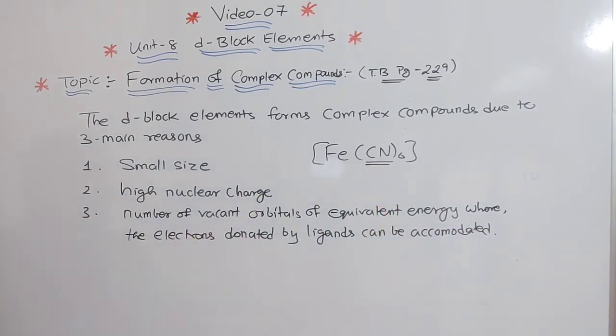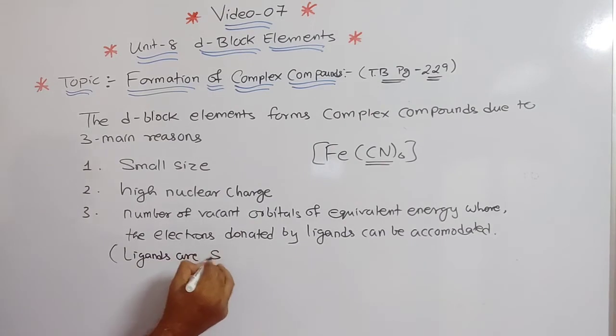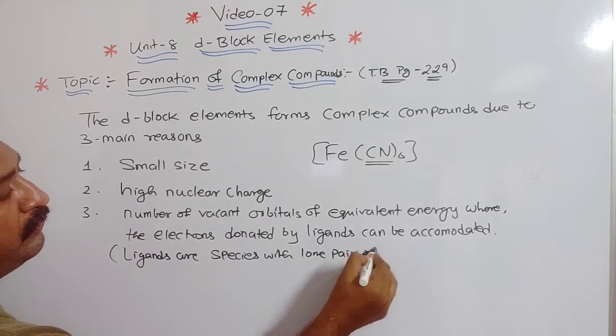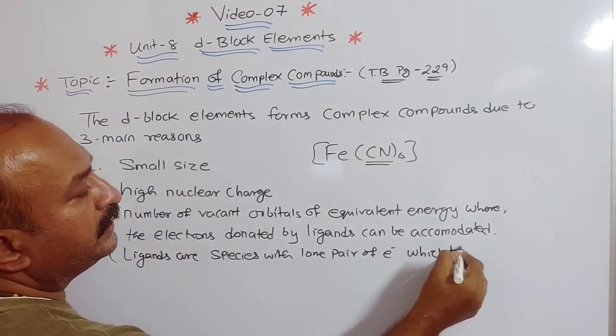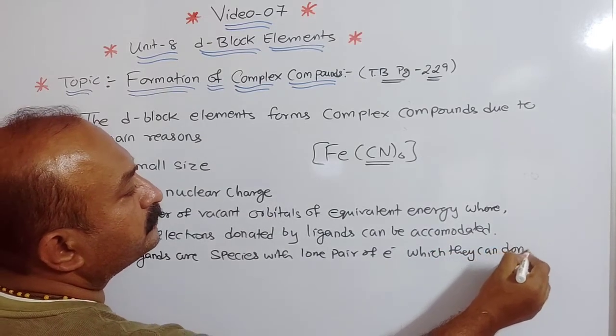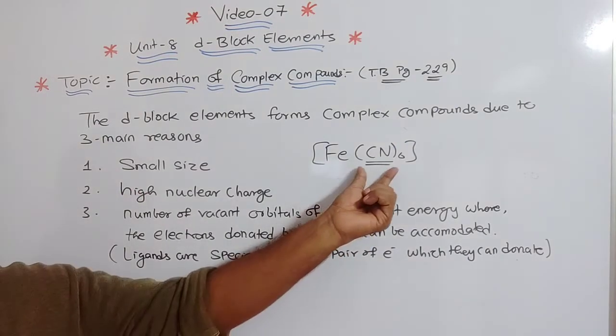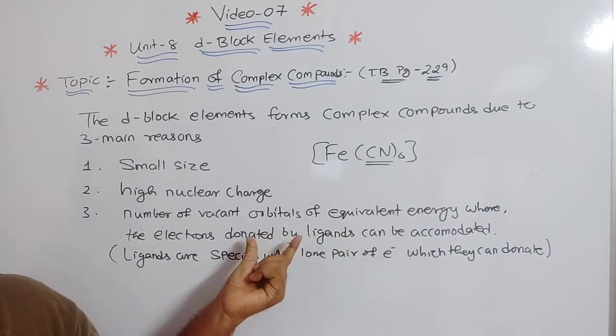Now these are the ligands. There are various ligands which we will be studying in unit 9. If you don't understand what ligands are, you can write it down: ligands are species with a lone pair of electrons which they can readily donate. But when they donate, it should be accommodated in the orbital.